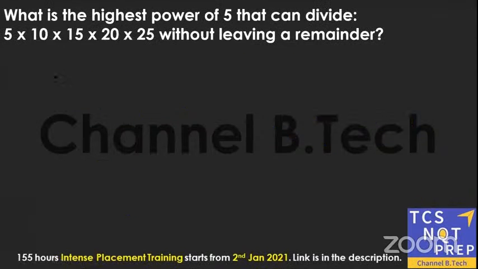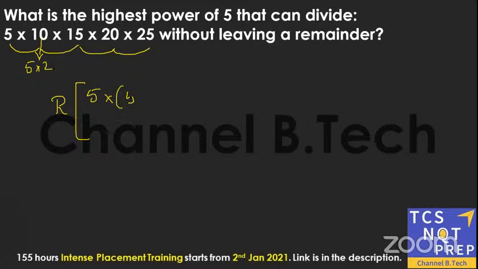See this question. What is the highest power of 5 that can divide 5 into 10 into 15 into 20 into 25 without leaving a remainder? So what does it mean? Remainder of 5 into, instead of 10, can I write 10 as 5 into 2? Instead of 10, I am writing it as 5 into 2. Instead of 15, I am writing it as 5 into 3. Instead of 20, I am writing it as 5 into 4. Instead of 25, I am writing it as 5 into 5.